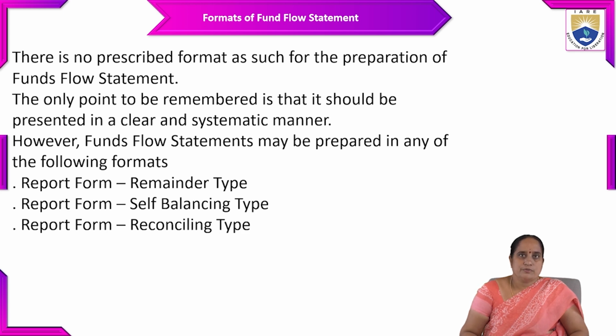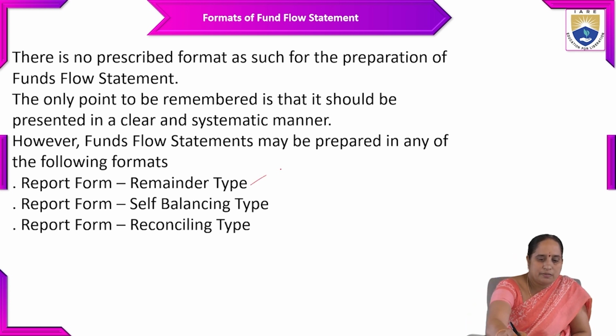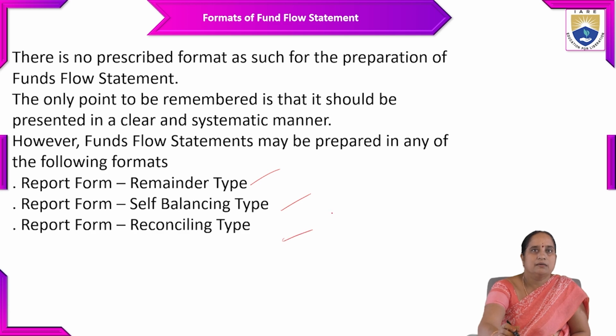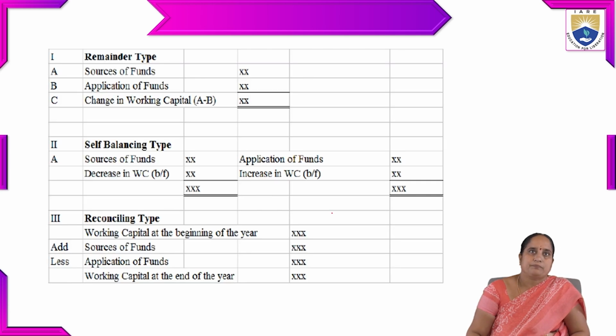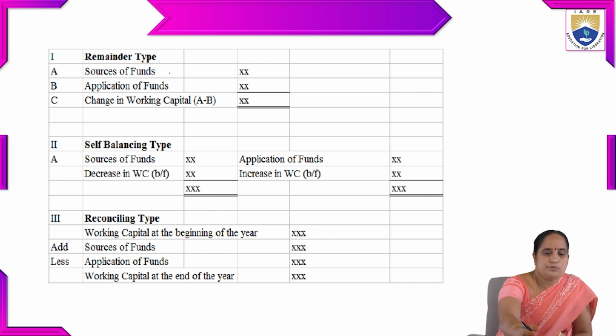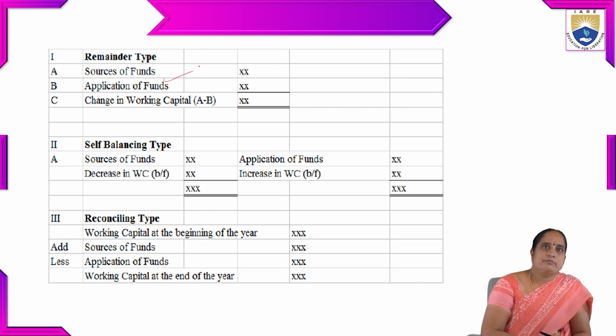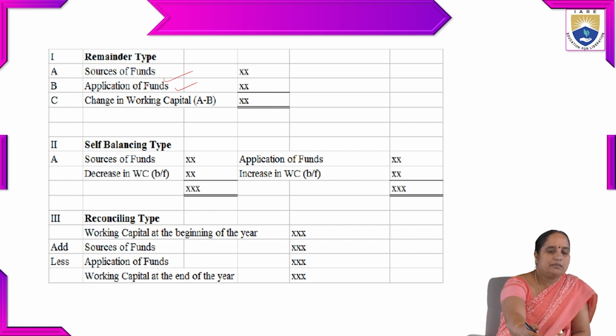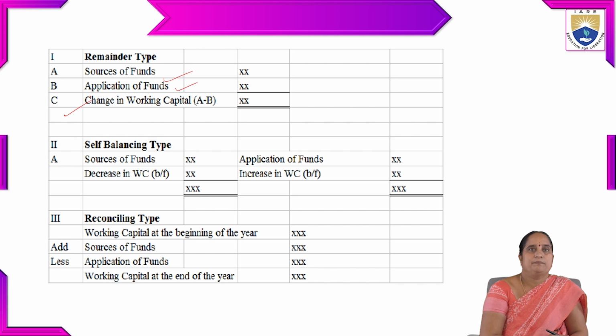However, funds flow statements may be prepared in any of the following formats. The first one is remainder type, the second one is self-balancing, and the third one is reconciling type. Coming to the remainder type, first we mention the total of sources of funds, from where we have generated the funds, and the application, how we have spent the funds on various business activities. Then just by taking the difference between these two, we can find out the change in working capital.